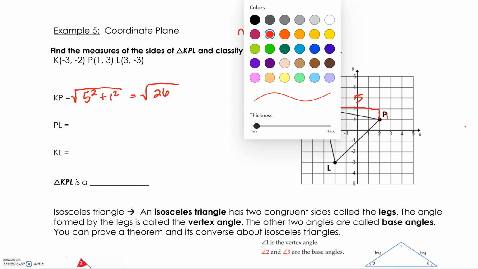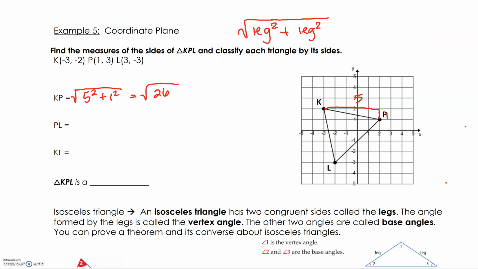All right, on the next one, we're going to go from P to L, straight down, straight across to make that right kind of triangle. So 1, 2, 3, 4, 1, 2, 3, 4, 4 and 4, so 4 squared plus 4 squared, and we do the square root, and that's 16 plus 16, and that would be 32.